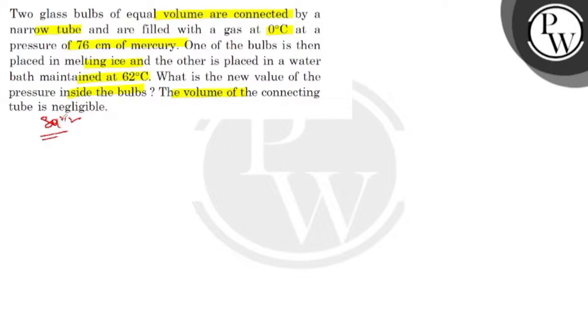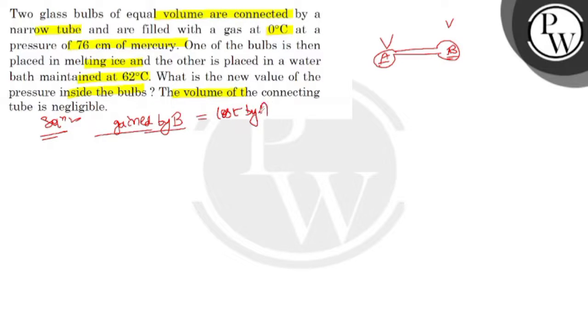Two bulbs are here. If the two bulbs are maintained at different temperatures, that means heat lost by A is equal to heat gained by B. We can consider a diagram here, A and B. Both are fitted with volume V, and this is A and this is B. So the heat gained by B is equal to the heat lost by A.